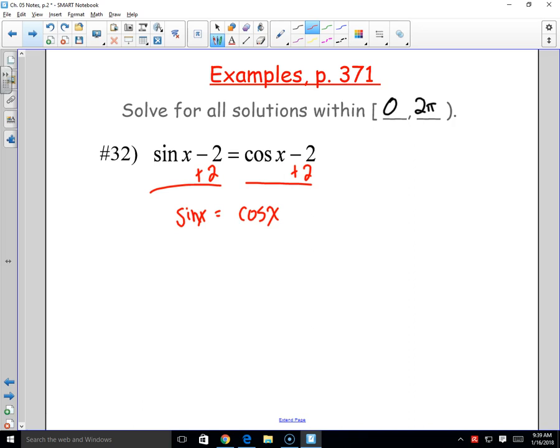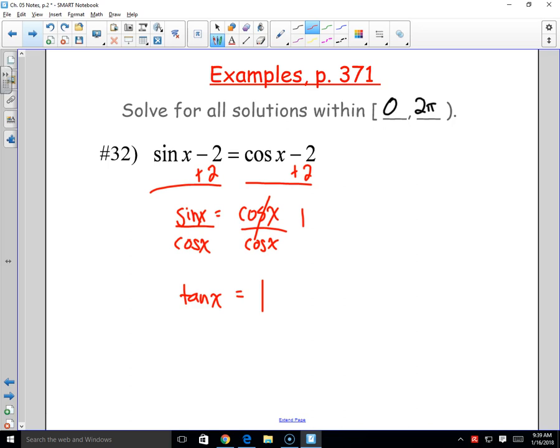You want to divide by cosine? Sure. Oh, you're right. When we divide, that doesn't equal 0, that equals 1. Are you okay, Michael? So what's sine over cosine? Tangent. So sine equals cosine when tangent equals 1.